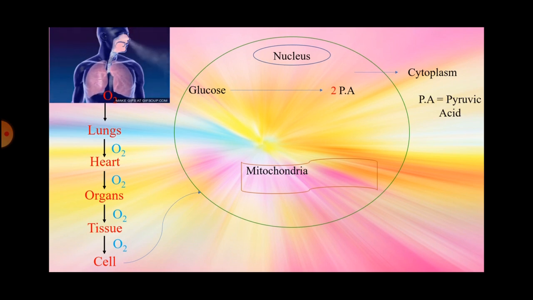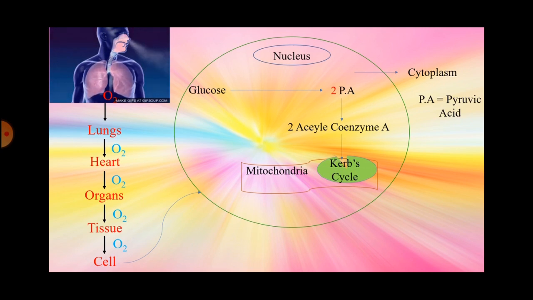Pyruvic acid further breaks down to release a lot of energy and it gets converted into acetyl coenzyme A. We have two pyruvic acid molecules, so one will give one acetyl coenzyme A, and the other will give another acetyl coenzyme A. This acetyl coenzyme A gives out NADH2 and FADH2 and enters into the mitochondria, and that process is called the Krebs cycle.